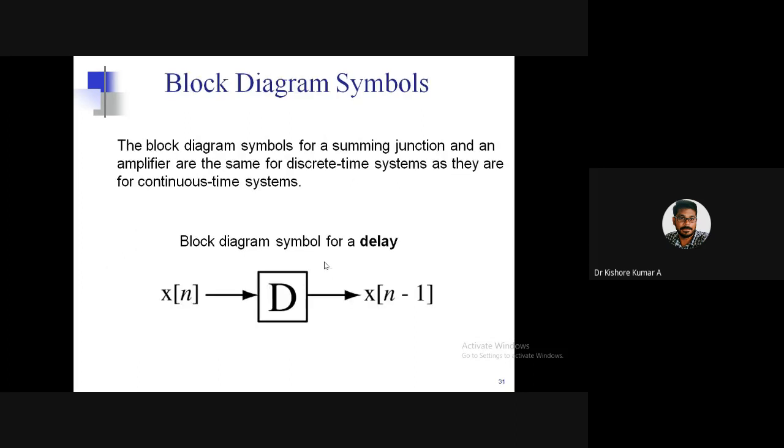See here the block diagram symbols for discrete time systems. First we need to introduce the delay in the block diagram. The block called delay D is subjected to x of n and the output is x of n minus 1. So this is the block diagram symbol for summing junction and an amplifier. Sometimes we call it an amplifier, or the same for discrete time systems as they are for continuous time system. So this is your block diagram symbol.